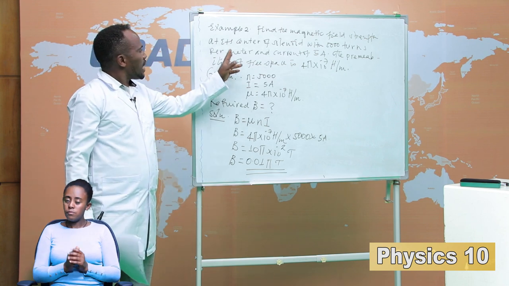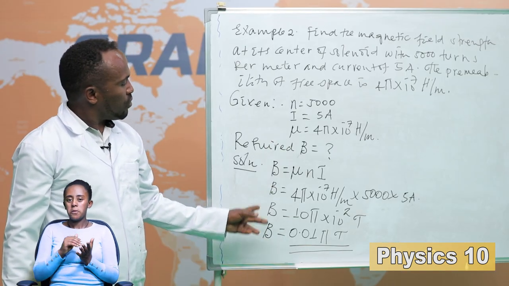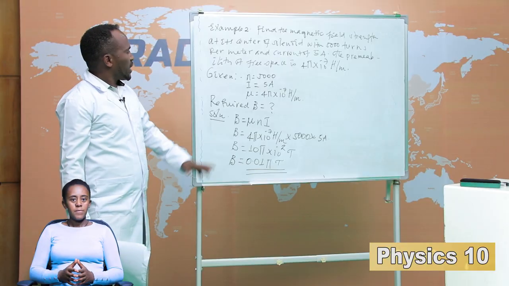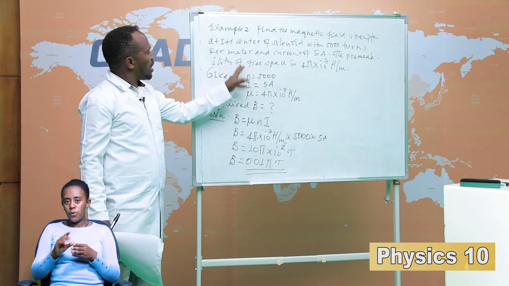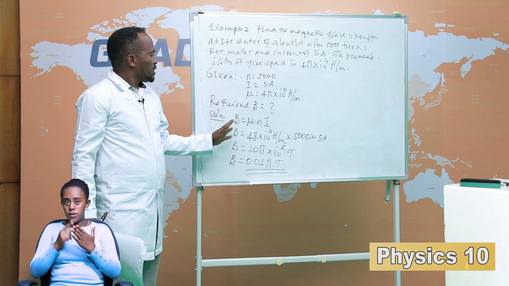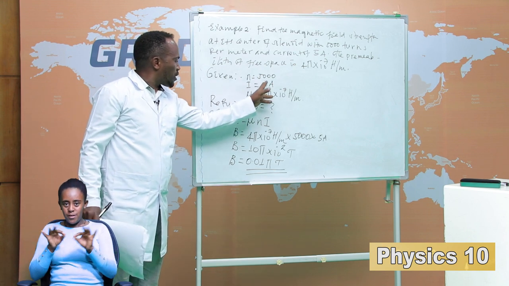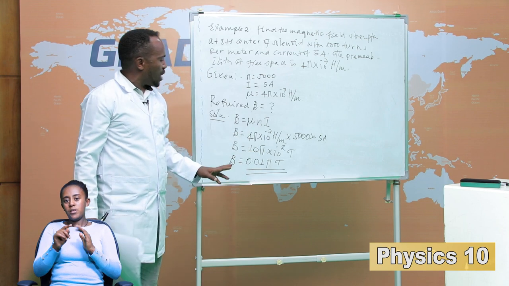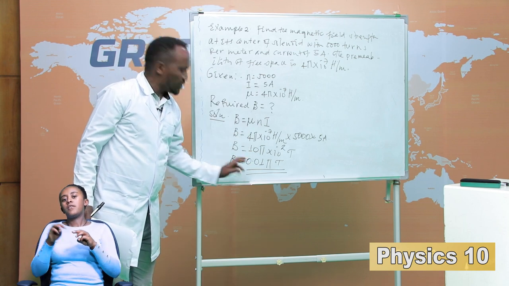Let us try one more for clarity. This is given for you, and the values given are this much, and the formula is this one. Therefore, substituting the values into this formula, we get the magnetic field of the solenoid.